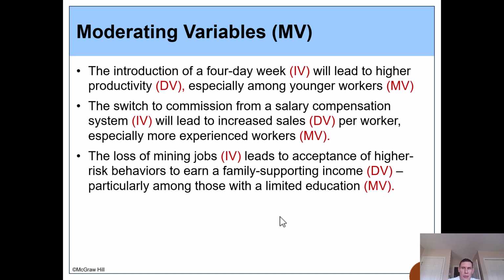The switch to commission from a salary compensation system, that would be the IV, will lead to increased sales, which would be the DV per worker, especially more experienced workers, which again would be the MV.